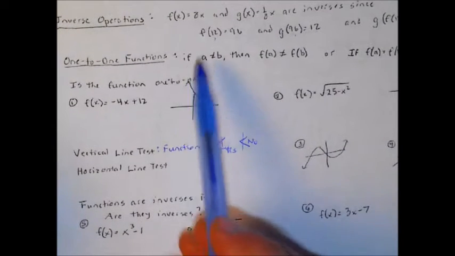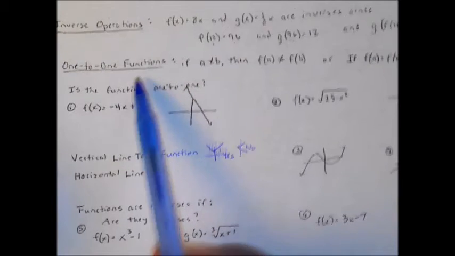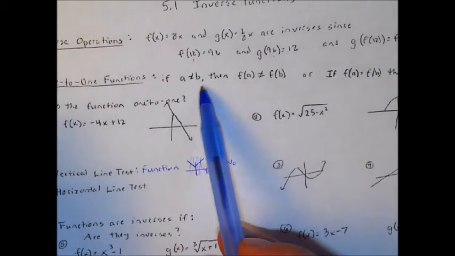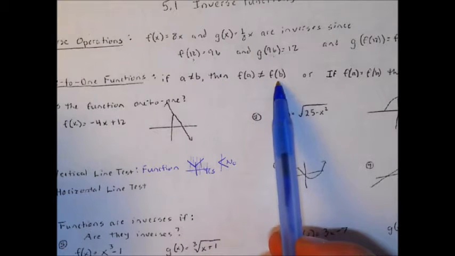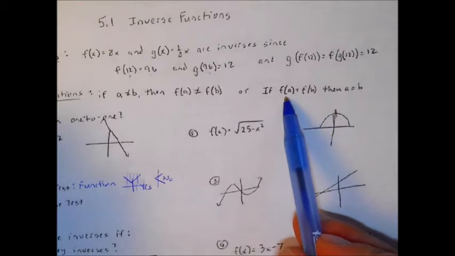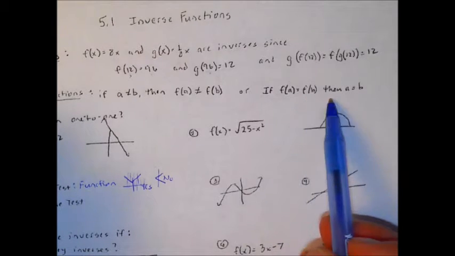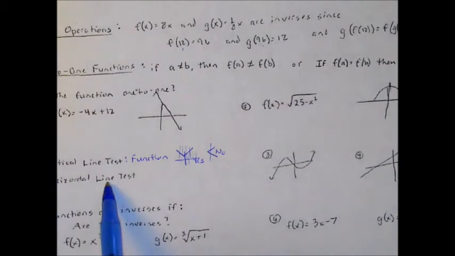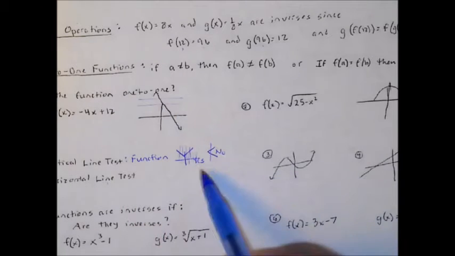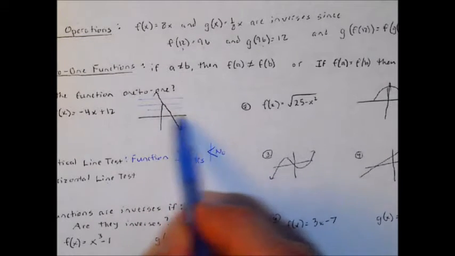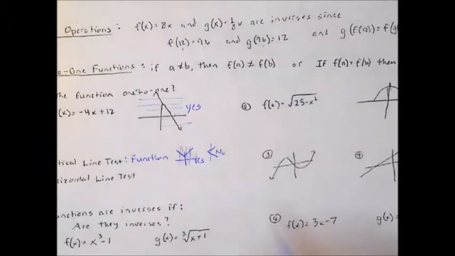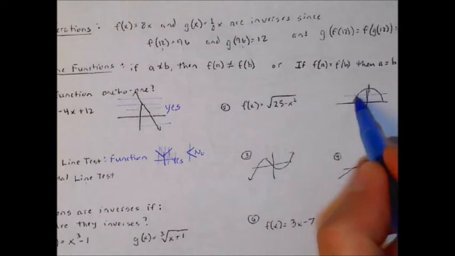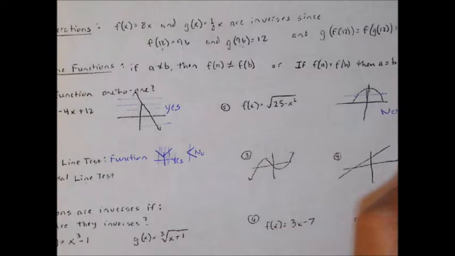Now, more particular than that is a one-to-one function. Here's kind of the definition of it. If a is not equal to b, then f of a is not equal to f of b, or the contrapositive of that: if f of a is equal to f of b, then a is equal to b. We can use a horizontal line test, the same thing as the vertical line test. If it only goes through once, then yes, it is one-to-one. With this graph here, my horizontal line goes through twice. It is not one-to-one. So that's one way to test.